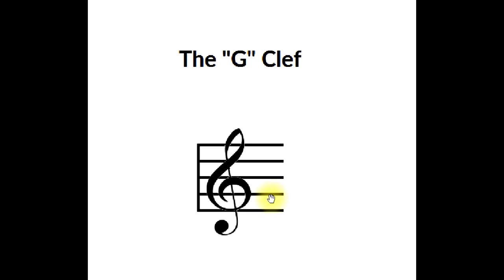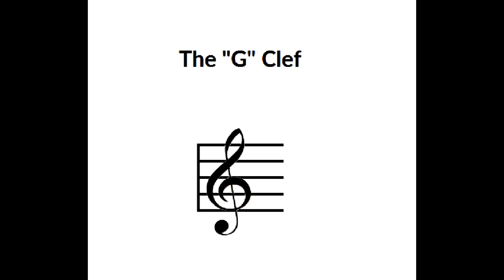Now sometimes you may see this circle positioned over the first line. And in that case, this first line would no longer be an E, it would then be designated as a G note. You may find this clef hovering over this line here, and in that case, this line becomes the G. So anywhere you put the center of this clef, that designates that line as a G note.